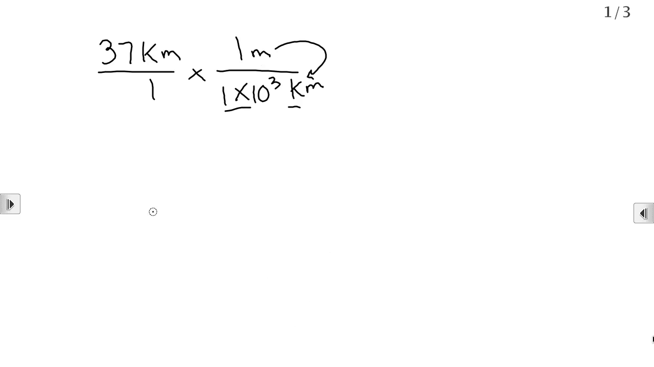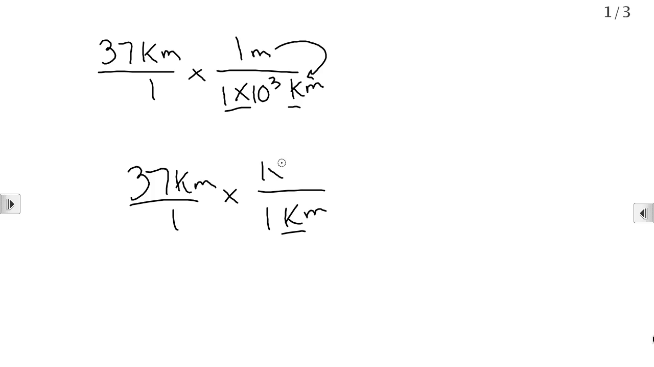What you can do is go 37 kilometers and then make sure that these are equal. When you see K, you should say 1 times 10 to the third. That should be an instant thing for you. 1 times 10 to the third. 1,000 meters equals 1,000 meters. This equals 1. I can do this now.